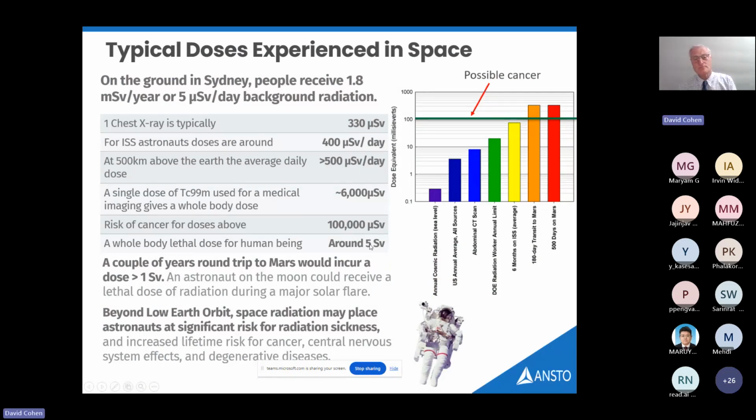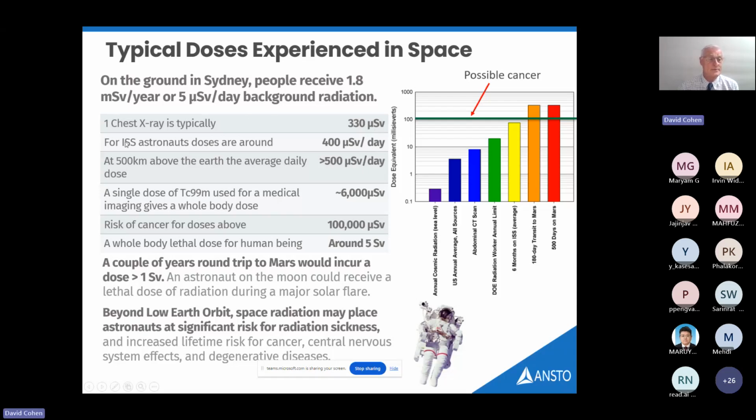Before I get into that, it's instructive to actually look at the types of doses experienced in space. Now in Sydney, our background level, we all live in a background radiation level, is 1.8 millisieverts per year. That's 1,000 microsieverts per year, or 5 microsieverts per day radiation. So if you go and have a chest X-ray, you'll typically get 330 microsieverts. That's 60 odd times what you get in a day from the background.